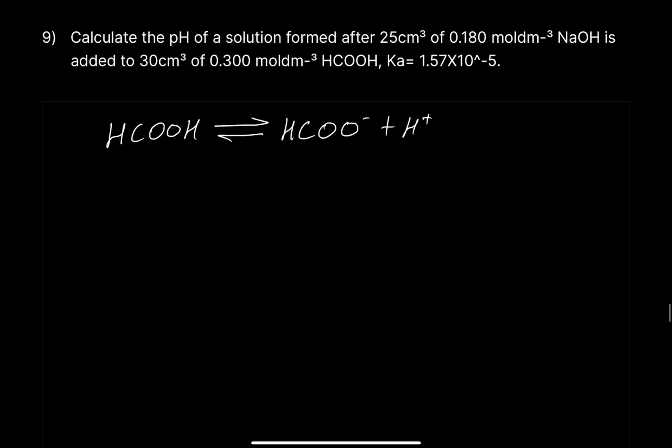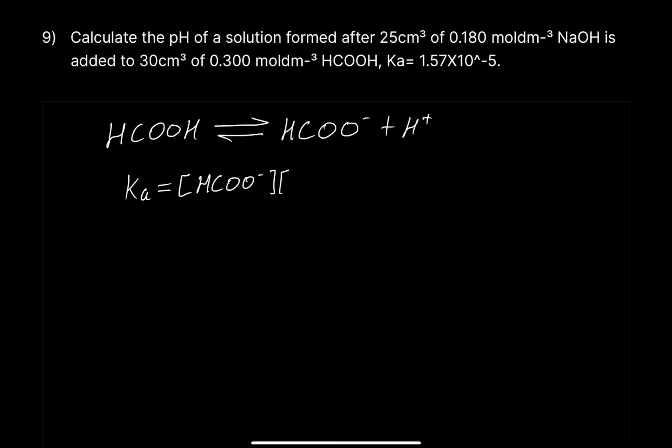I also write down my expression, because I've got Ka in this question, and I'm probably going to have to use it at some point. So we know that this is the equation. This is the acid dissociation. We know it's a weak acid, but it's an acid dissociation, and any dissociation is always the concentration of your products over the concentration of your reactant.